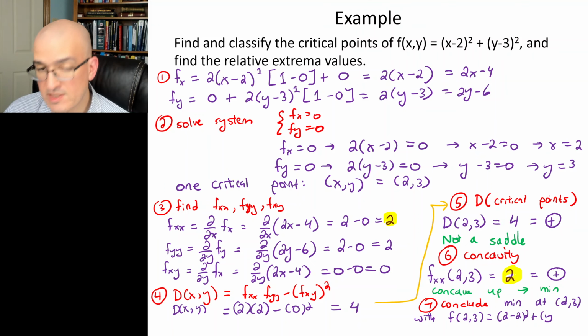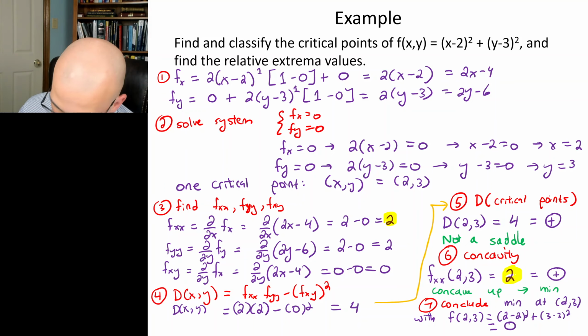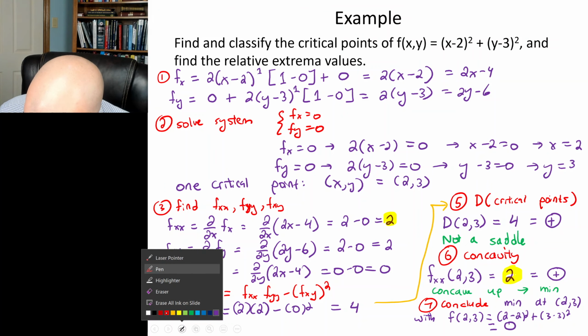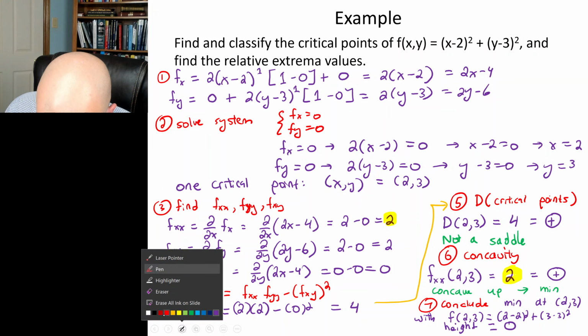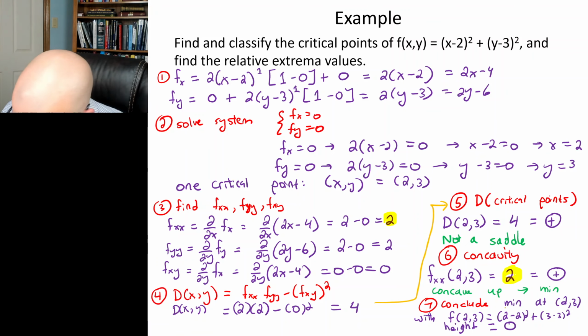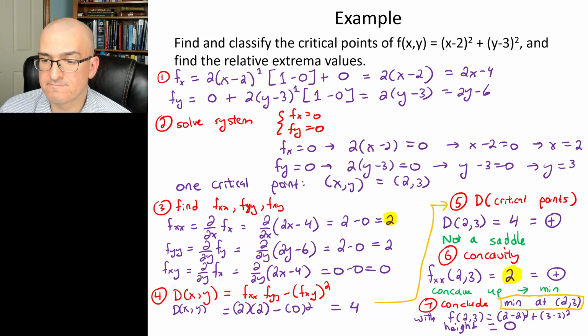Going back to the original function to get the z value, to get the height of the curve, the output of the function. So 3 minus 3 squared equals 0. So there's a min at (2, 3) is our main conclusion, and the value of the function at that min is 0, the height of the curve.